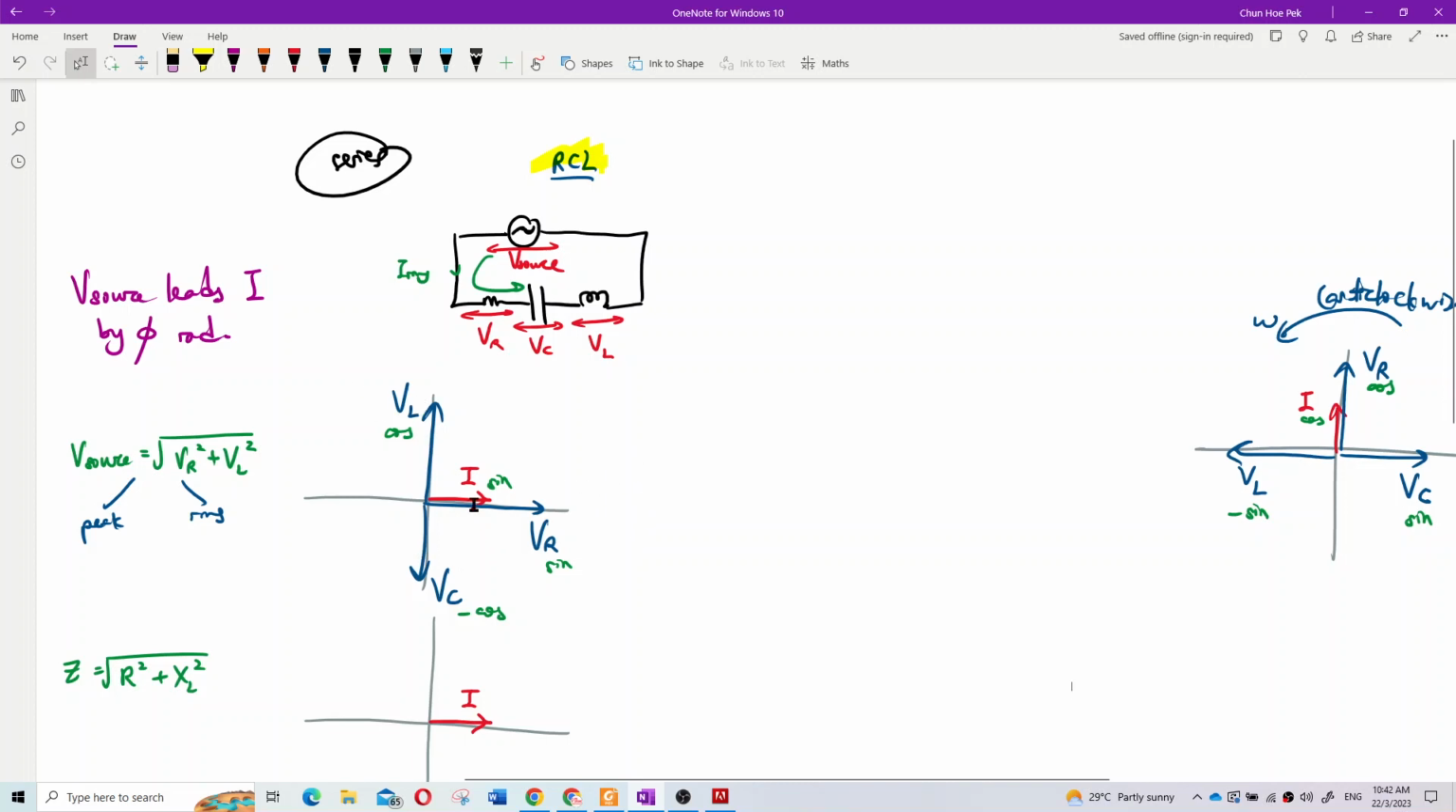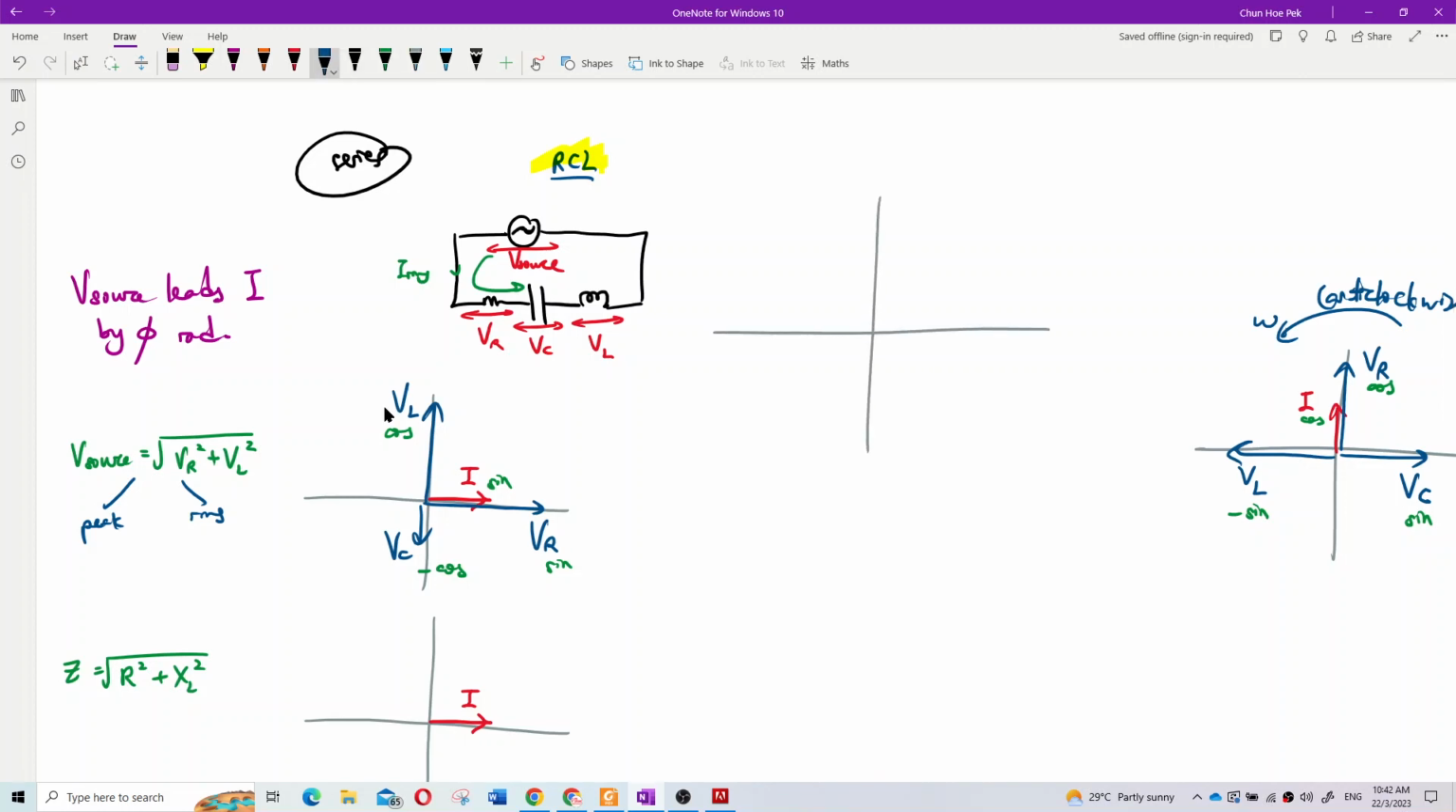One more thing, I want to redraw this one. VL can be the same length as VC, or VL longer than VC, or VC longer than VL. Understand? So I give two cases here, and one more case over here.